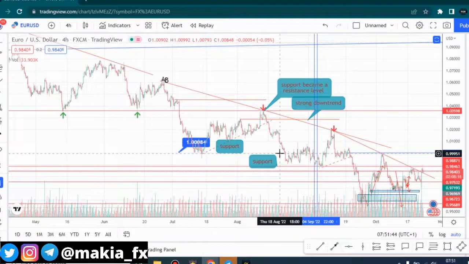Real quick, we're doing our analysis for Euro USD and this is the 4-hour time frame.